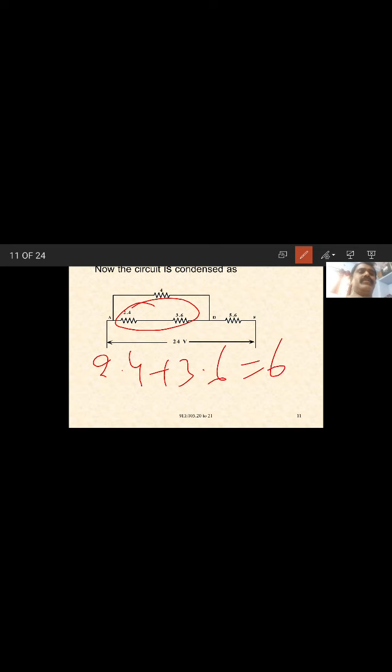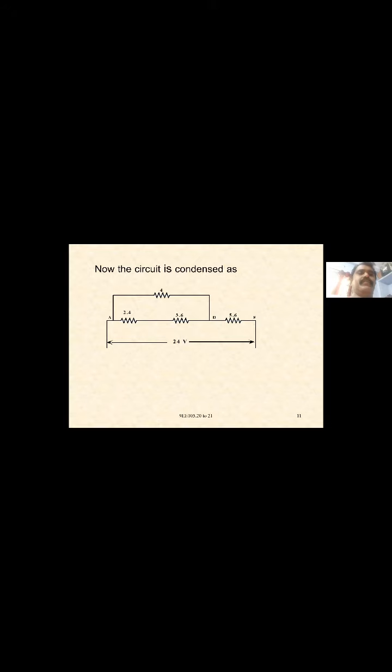Again 2.4 plus 3.6 gives 6 ohms in parallel with the 4 ohms. Again 6 into 4 by 6 plus 4, which comes in series with the 5.6. Total resistance is 2.4 plus 3.6, which is equal to 6 ohms. Again 6 and 4 ohms are in parallel between C and D. Therefore RCD is equal to 6 into 4 by 6 plus 4, which is equal to 2.4 ohms. So 2.4 and 5.6 ohms are in series. Total resistance is equal to 2.4 plus 5.6, which is equal to 8 ohms. So the total resistance of the circuit is 8 ohms.